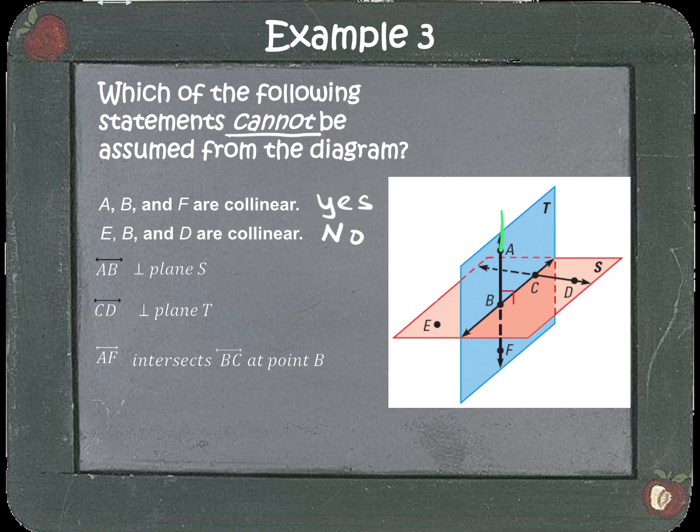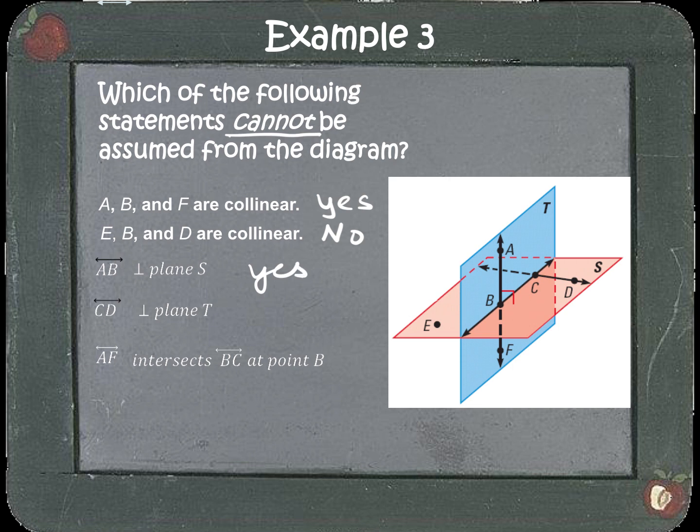AB is right here. And notice the little right angle mark where it's intersecting plane S. So yes, because of the right angle mark, I can tell that line AB is perpendicular. So this one would be yes.